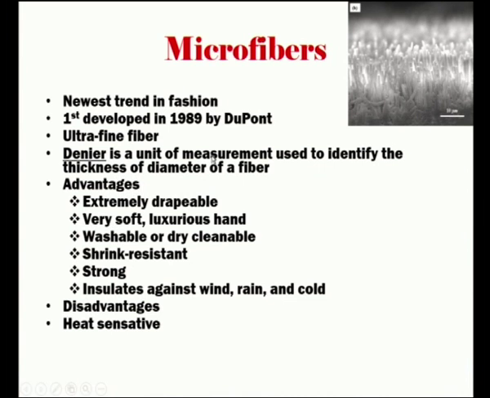Denier is a unit of measurement used to identify the thickness or diameter of the fiber. So, this is the instrument or measurement by which the diameter or thickness of the fiber can be identified. Advantages of microfibers are extremely drapable, very soft, luxurious hand, washable or dry cleanable, shrink resistant, strong, insulates against wind, rain and cold. Disadvantage is very much heat sensitive.